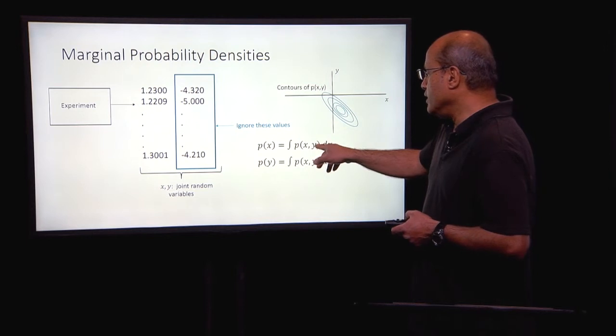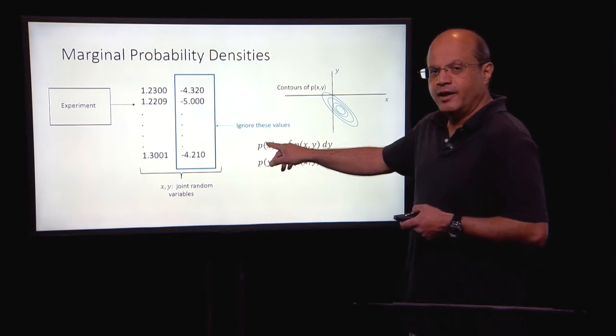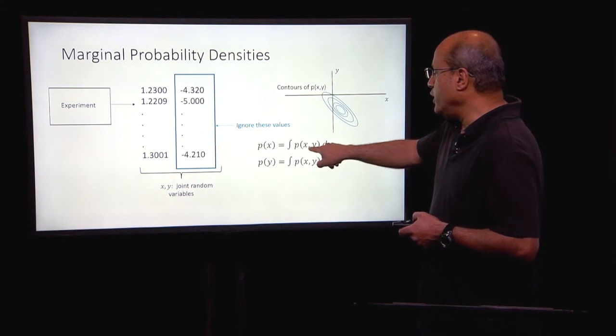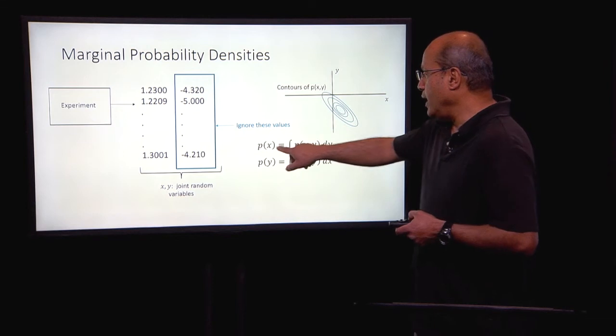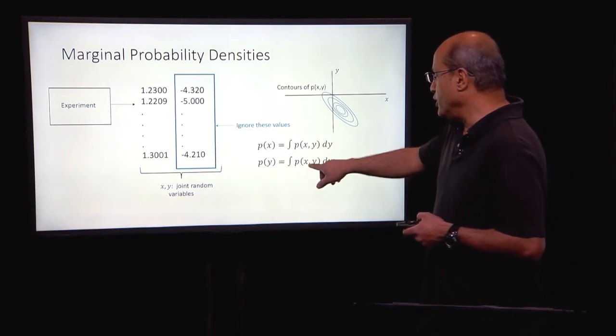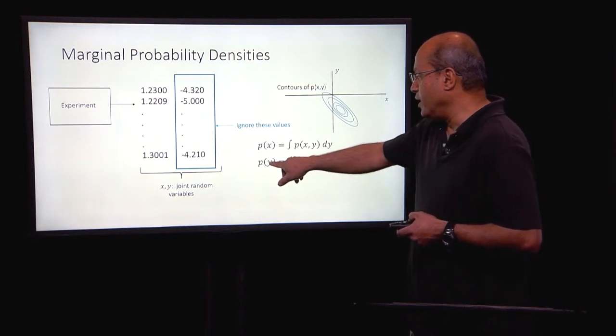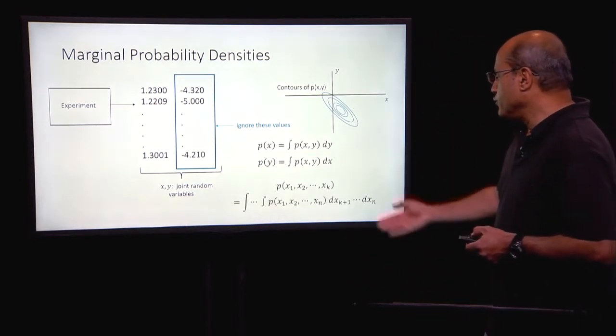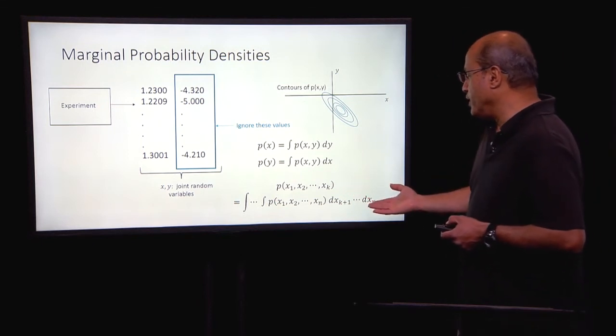So this calculation has a name. It's called marginalization. We say that we take the joint variable x and y and we marginalize out y, and we are left with the marginalized density of x. Here I'm marginalizing out x, and I'm left with the marginal density of y. And of course, you can do that for more than two variables.